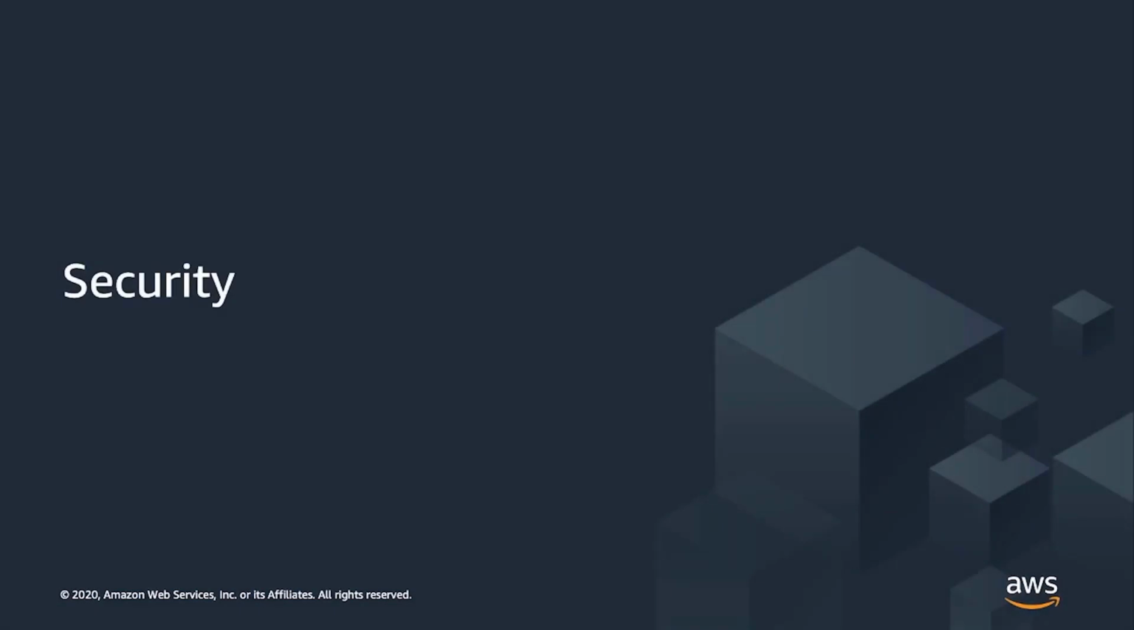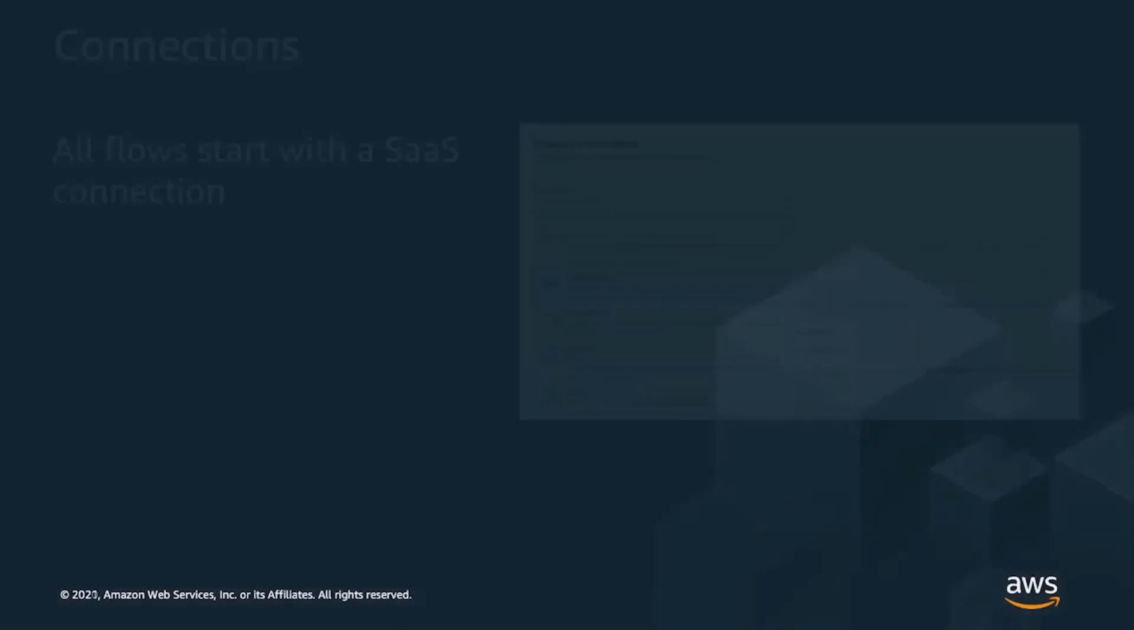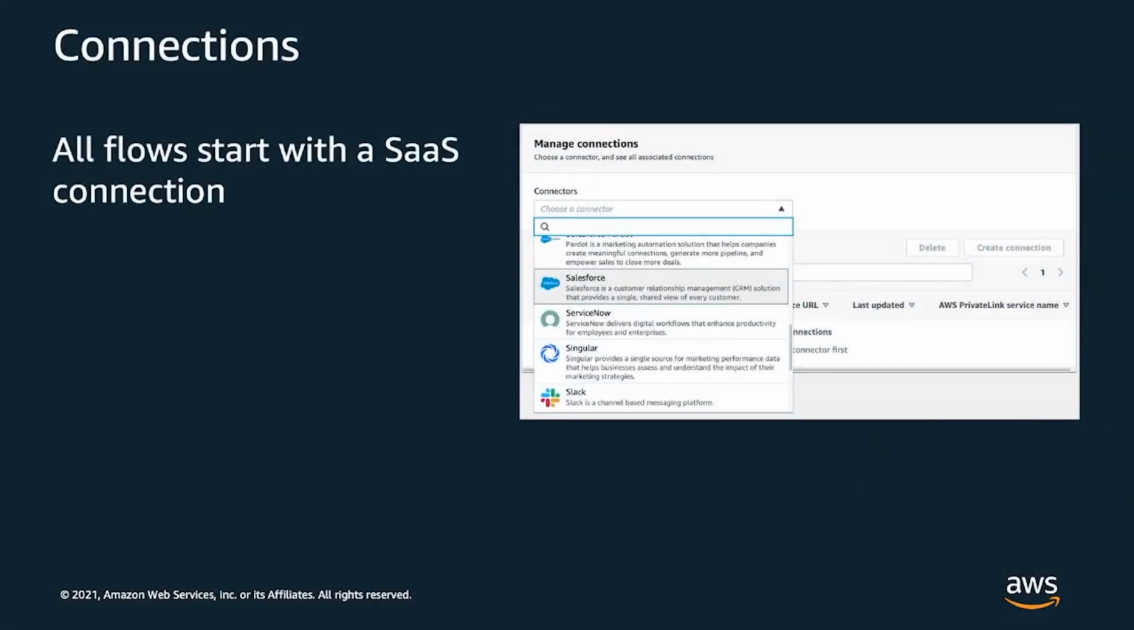All right, so we talked about the integrations, but the first thing we want to wrap our head around is, how is this secure? How do we make this secure for you? So when you set up a flow, the first thing you're going to do is a connection. All flows start with a SaaS connection.